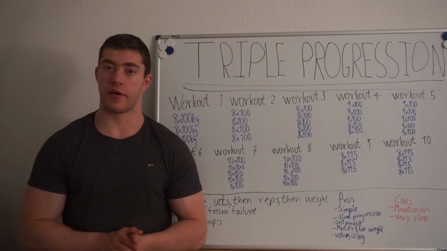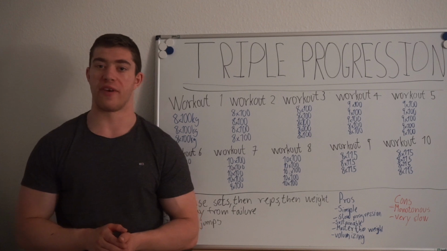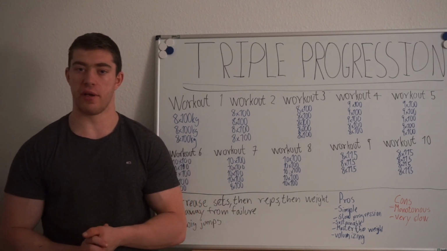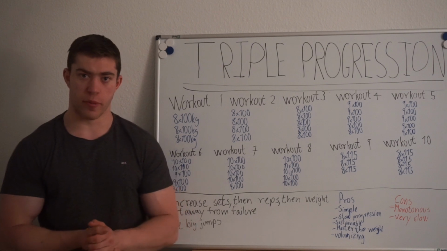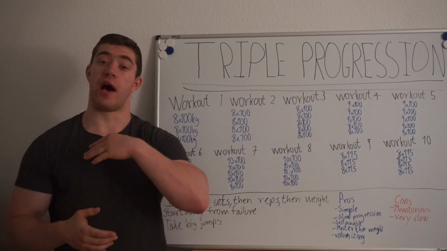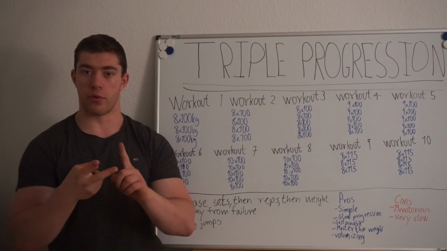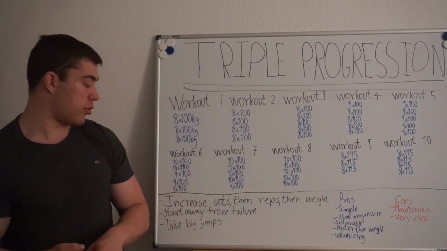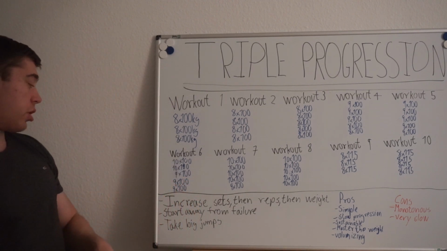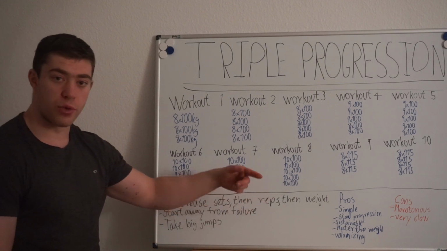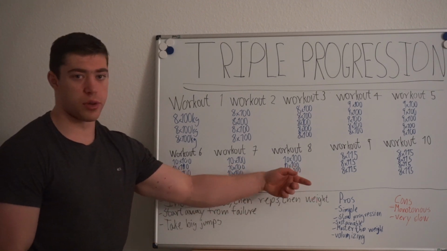For the last part of today's video, we are going to be diving into triple progression. So as I explained just a little bit, triple progression means that we are manipulating all 3 variables of sets, reps and weight. So as I've written down here in the corner, you increase the sets, then you increase the reps, and then you increase the weight.